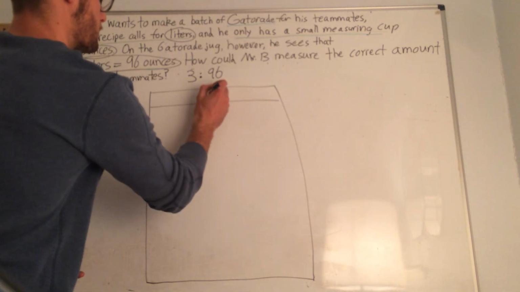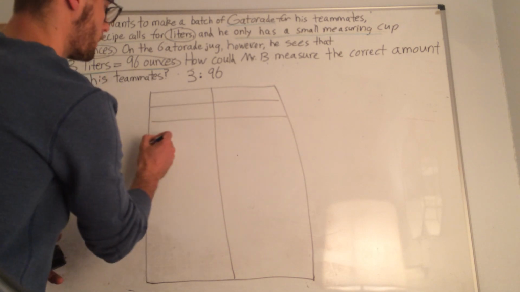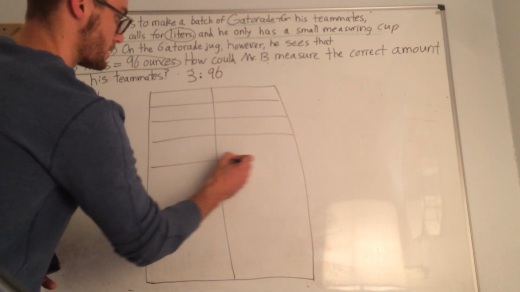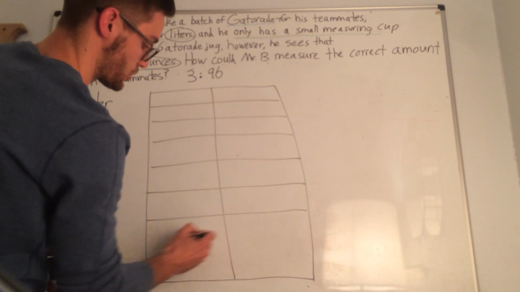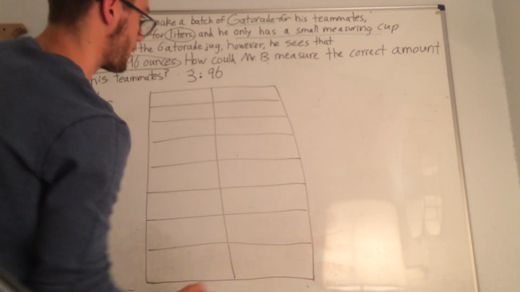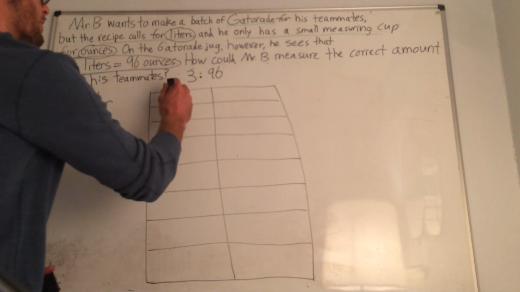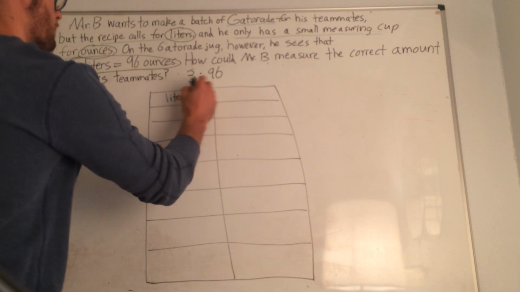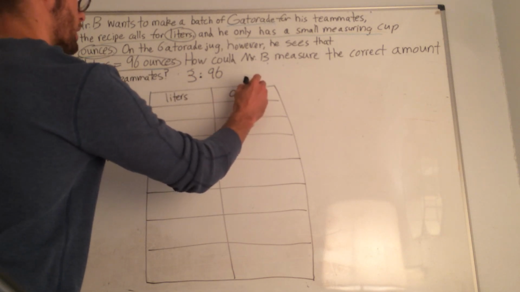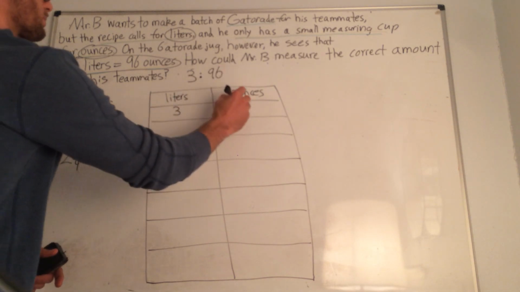So for today's purposes, I'm going to use a ratio table. When I create a ratio table, I also like to make as many boxes as I can because I never know how much math I'm going to have to actually do. So I'm going to create quite a few today. So the first thing in a ratio table we always do is label what we have. So we have liters and we have ounces, okay? So we know we have 3 liters, 96 ounces.